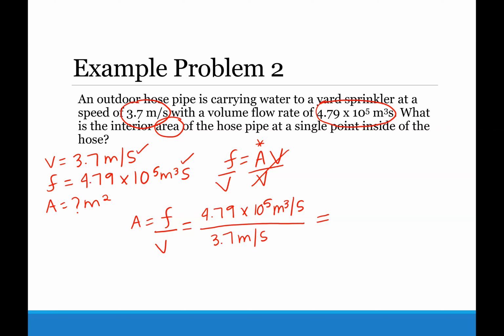And we're going to go in scientific notation for this one. That is going to equal an area of 1.29 times 10 to the fifth meters squared.